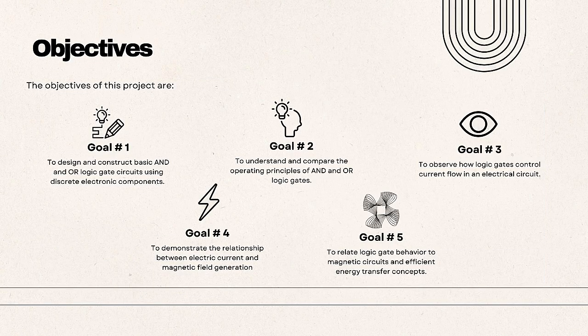The objectives of this project are to design and construct basic AND and OR logic gate circuits using discrete electronic components, to understand and compare the operating principles of AND and OR logic gates, to observe how logic gates control current flow in an electrical circuit, to demonstrate the relationship between electric current and magnetic field generation, and to relate logic gate behavior to magnetic circuits and efficient energy transfer concepts.